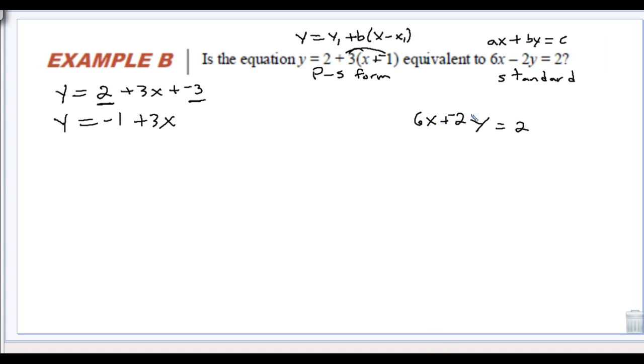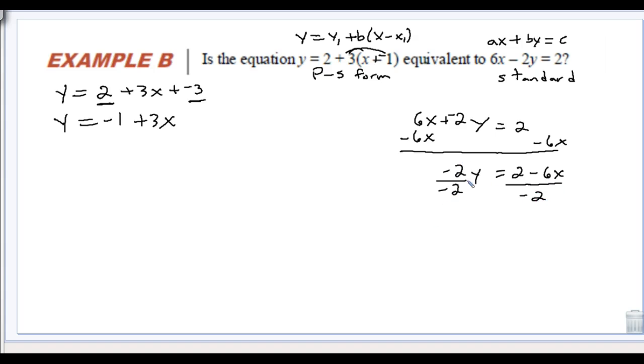So if I want to undo all that stuff, I want to subtract the 6x first. Subtract 6x from this side. And the 2 and the 6x are not like terms, so I'm not going to be able to combine those. So these add together, I get nothing. I get negative 2y equals 2 minus 6x. Okay, so far so good. And now I want to divide by negative 2, right? Divide by negative 2. And if I divide one side by negative 2, I have to divide both sides by negative 2.